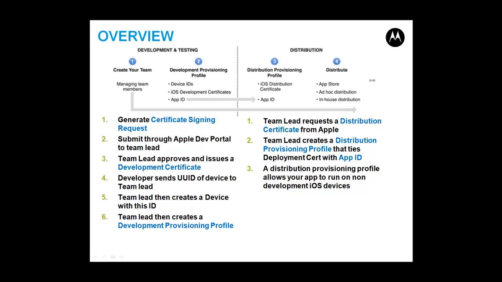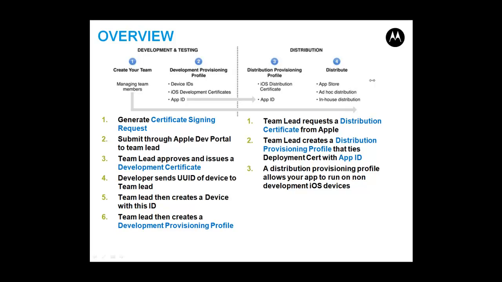On the development side, each developer on your team creates a certificate signing request, which is essentially defining who they are. They submit it on the Apple Developer Portal to the team lead, and the team lead approves that certificate and hands back to that developer a developer certificate. So that's one major piece that you need before any of this can work, and that's done through the Apple Developer Portal.